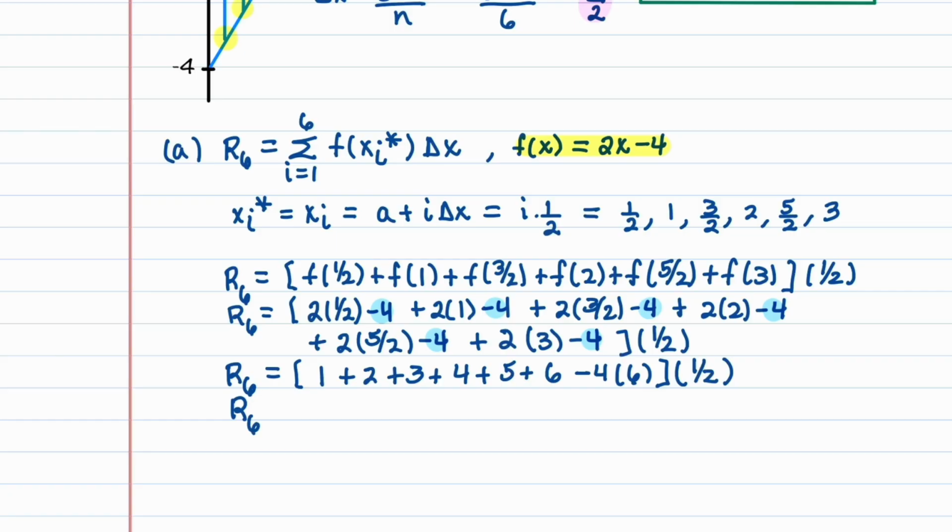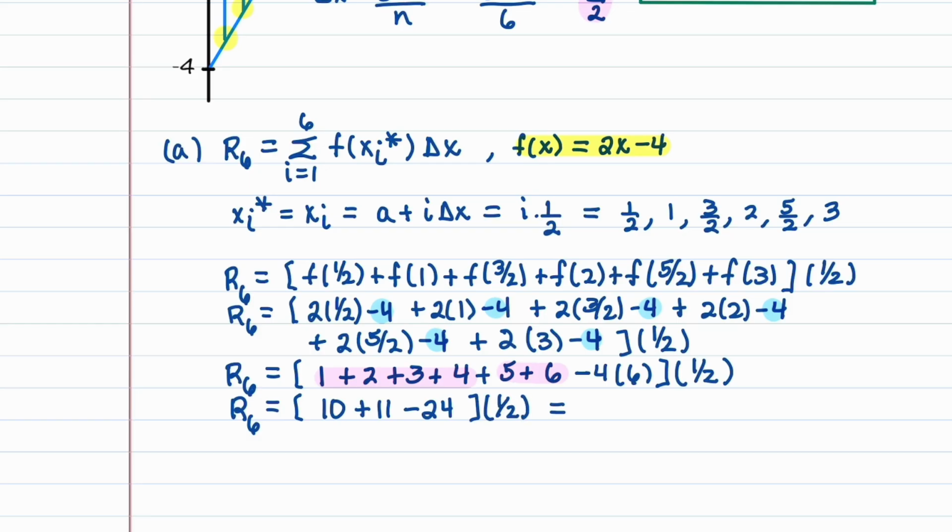Let's see what we get. We can add these numbers first. That's going to give us 10. And then we'll add these numbers. So that's 11. So we have 10 plus 11. And then we'll subtract off 24, multiply this by 1/2.